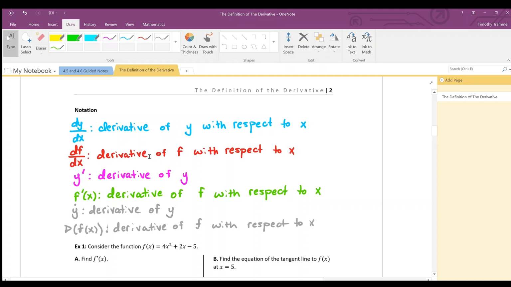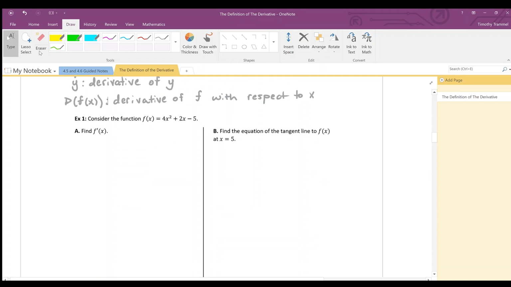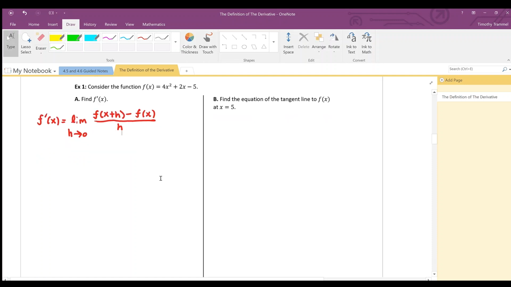All right, let's try out our first example. What we want to do here is take the limit as h goes to 0 of f of x plus h minus f of x, all over h. And so that's exactly what we're going to do.